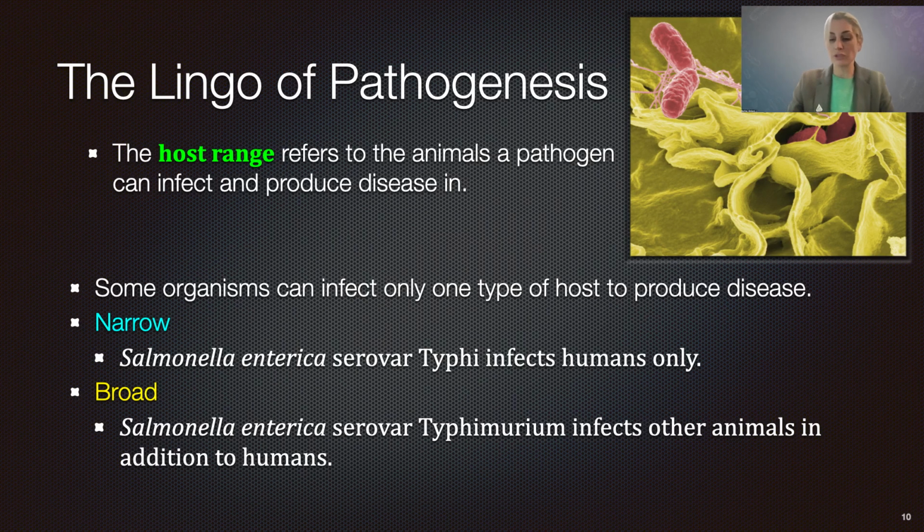This is also part of Koch's postulates. If we don't have a model organism to test a microorganism on, we're not able to study it. So narrow range microorganisms do not work well with Koch's postulates.